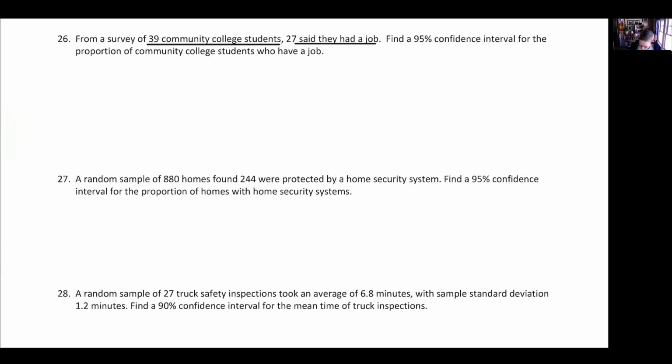27 said they had a job. Find the 95% confidence interval for the proportion of community college students who have a job. Right here, too, proportion of community college students. And look at that, 39 community college students. And we're looking at how many of them said they had a job. And then you're asked to find the community college students who have a job. You see how that shows up twice, the population versus the parameter. So here's the population, and here's what it is we're interested in. Now what do we want to find? For the proportion, we're finding the proportion, which tells us we're using the 1-PropZInt.